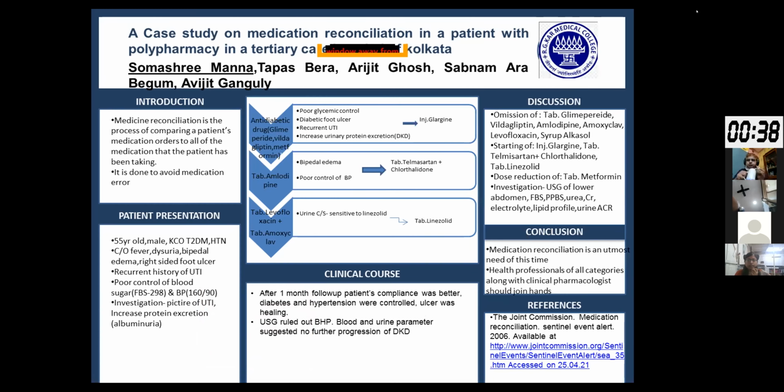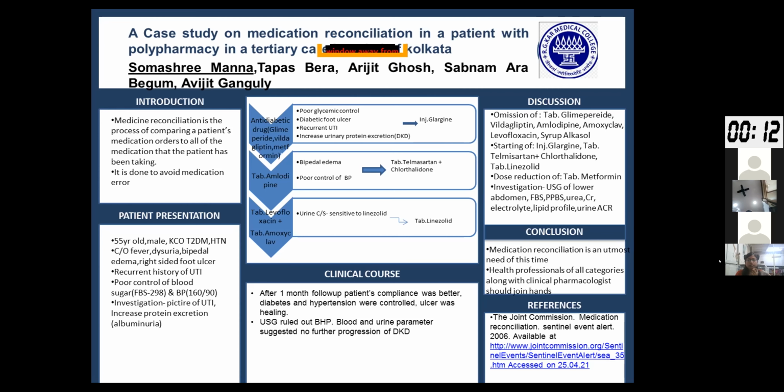And lastly, we recommended omission of syrup alkazol as it may cause electrolyte imbalance, mainly hypernatremia, in the background of diabetic kidney disease. As diabetes itself is associated with both hypo and hypernatremia as well as chronic hyperkalemia, alkazol may hasten the associated morbidity and mortality.